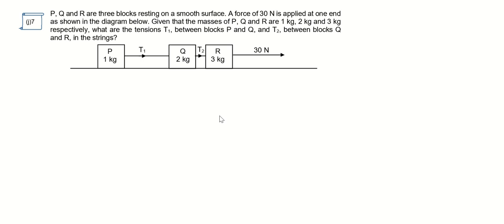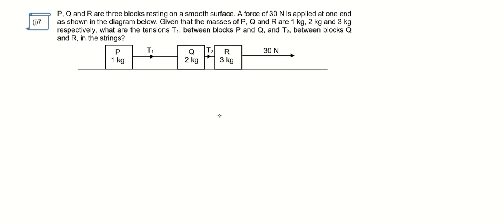P, Q, and R are three blocks resting on a smooth surface. Whenever you see smooth, that means there's no friction. A force of 30 Newton is applied at one end as shown in the diagram below. Given that the masses of P, Q, and R are 1 kg, 2 kg, and 3 kg respectively, what are the tensions T1 between blocks P and Q and T2 between blocks Q and R in a string?